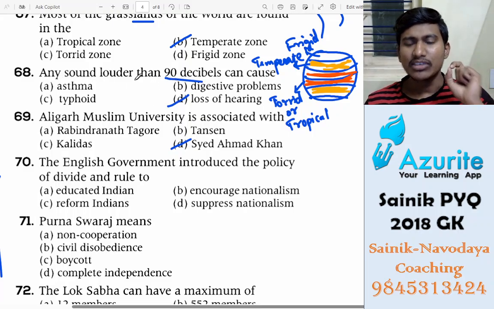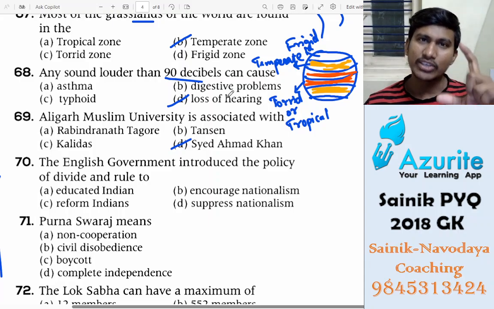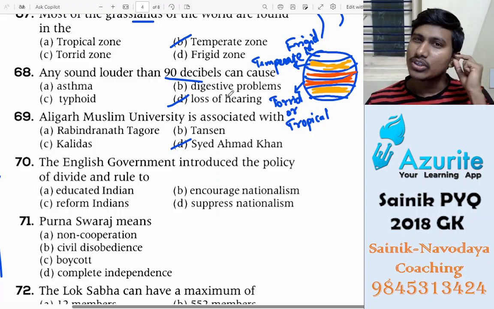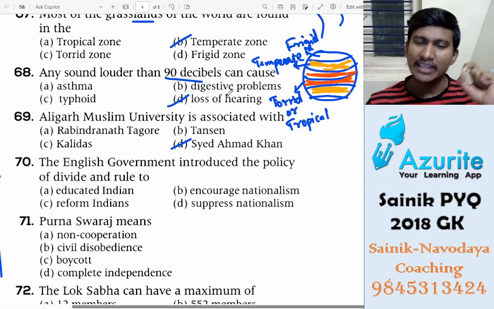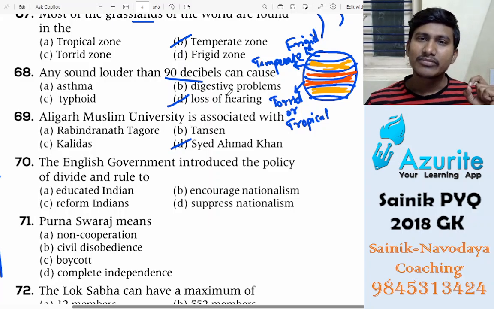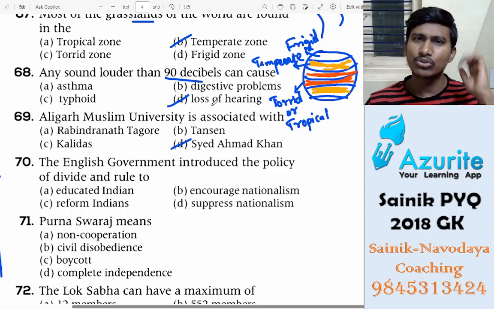Next question. Any sound louder than 90 decibel can cause loss of hearing, option D, because it will be harmful for your ears. So that is why you should not put earphone for so long. You should take a break in between every 15 minutes, and you should not put so much loud sound. It should be normal sound, right? It will cause your ears pain after so much. If you continuously do it daily, your ears will start paining and you will lose hearing.